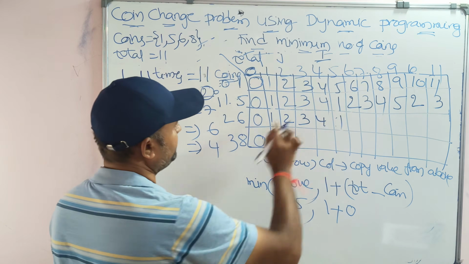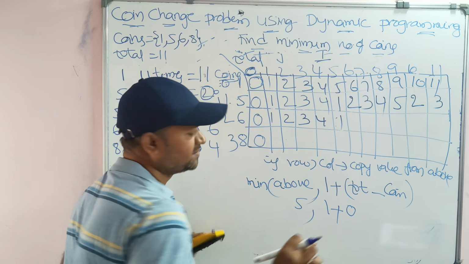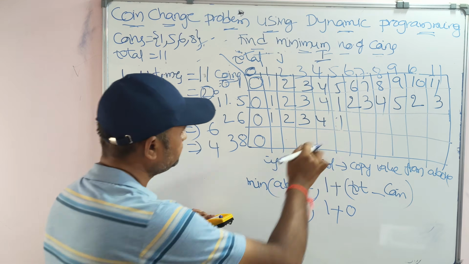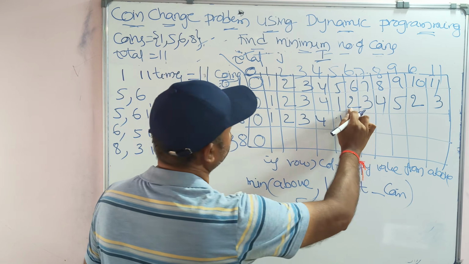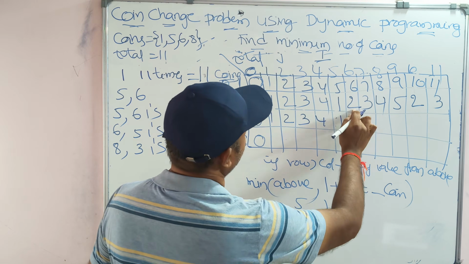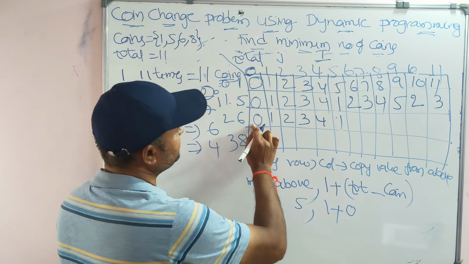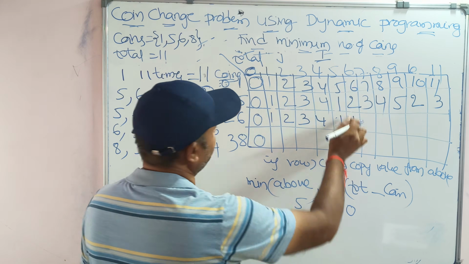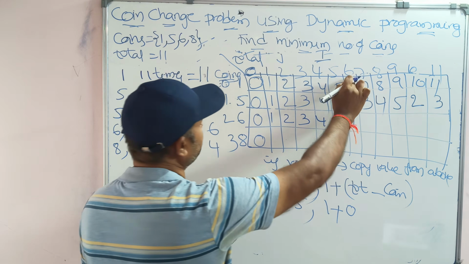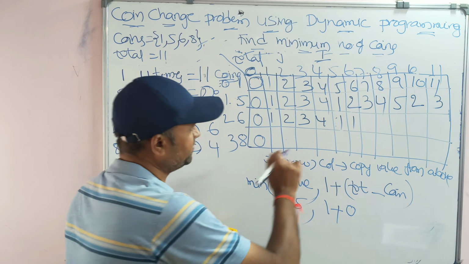6 greater than 5. Copy this value. Next, 6, 6. Yes, condition is false. So minimum of 2 comma 6 minus 6 means 0. 0th column contains 0. So 0 plus 1 means 1. So in order to make a total of 6, one 6 coin is enough.